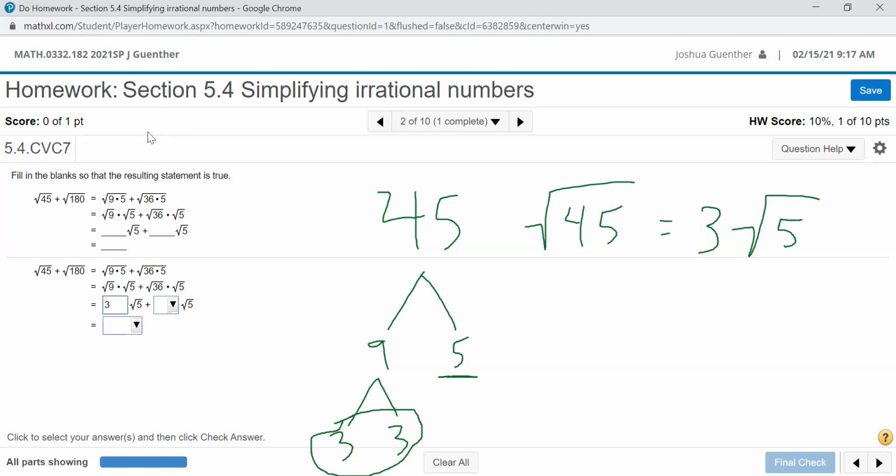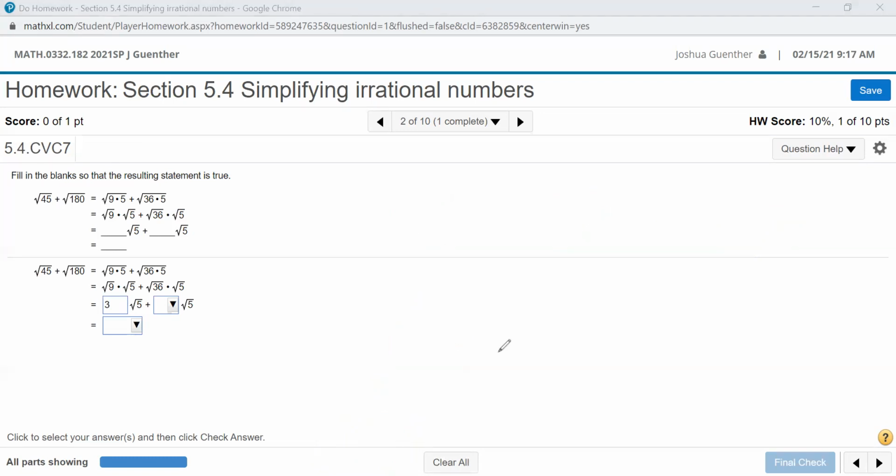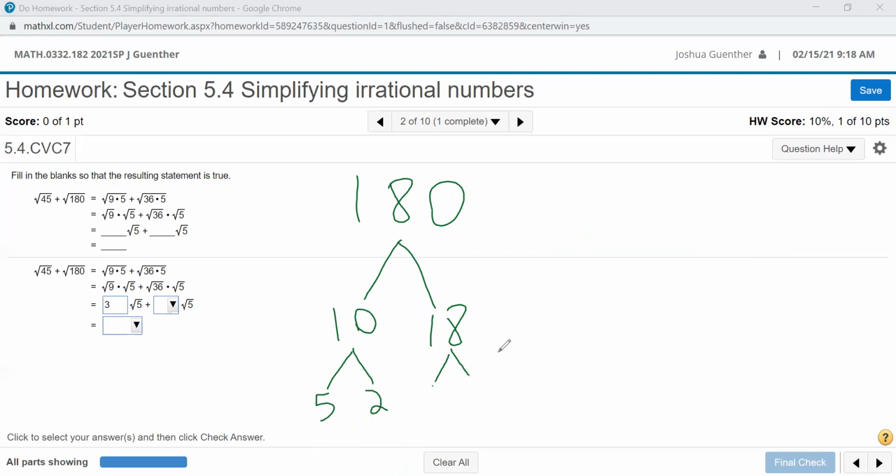Square root of 180. Well, let's look at 180. Let's think, well, 10 and 18, that'll work. And then 10 can be written as 5 times 2. 18 can be written as 2 times 9. And then 9 is 3 times 3. So let's circle all of our pairs here. You have a pair of 2s and a pair of 3s.